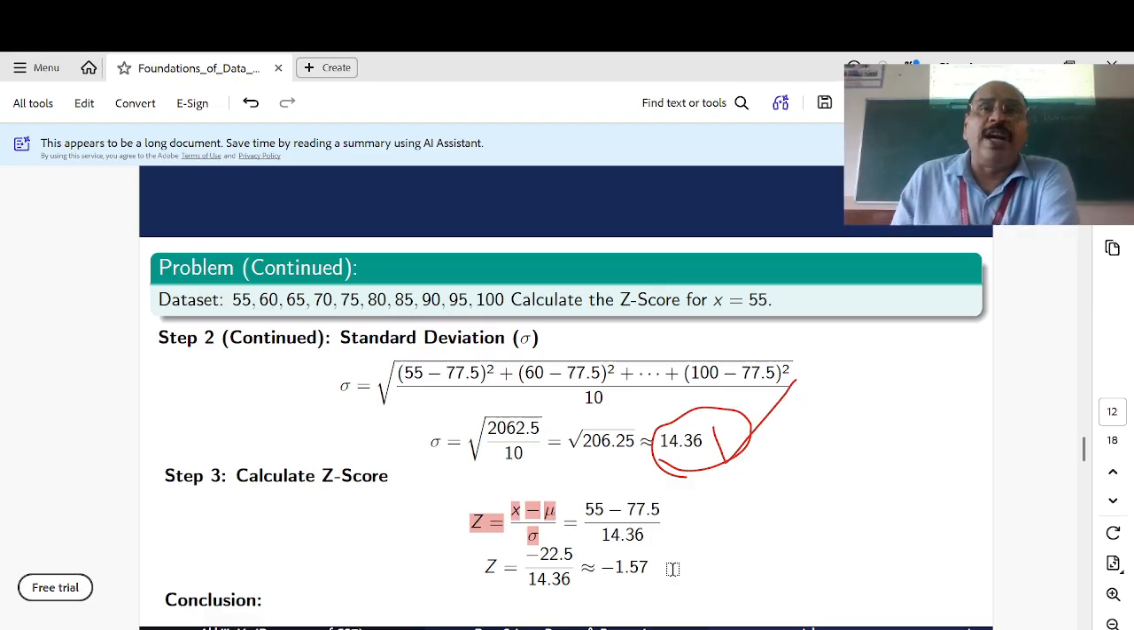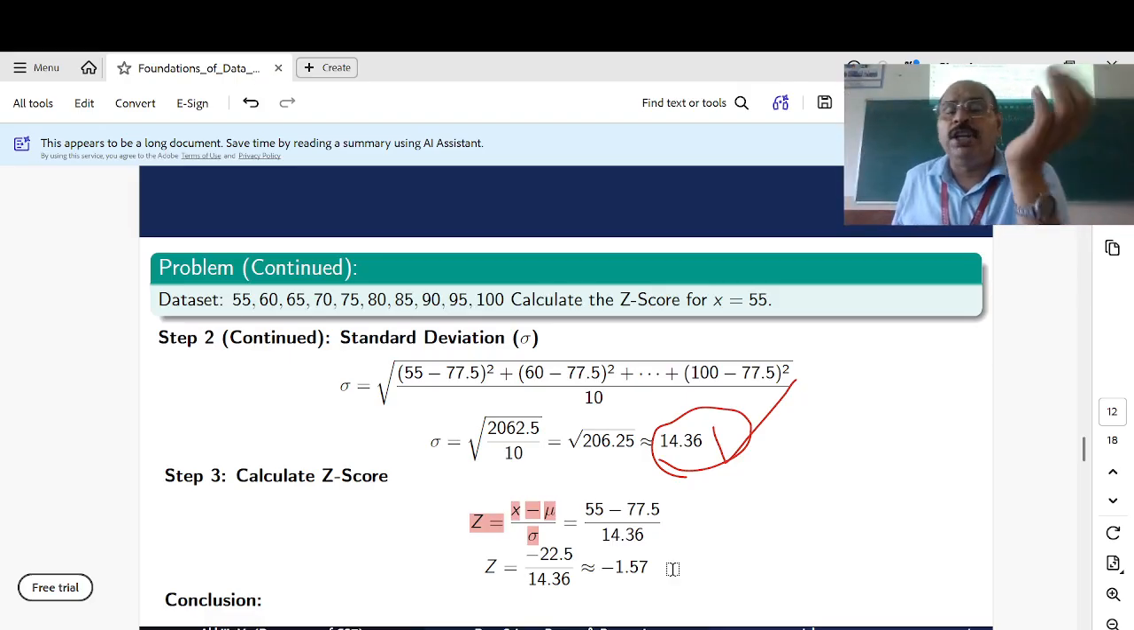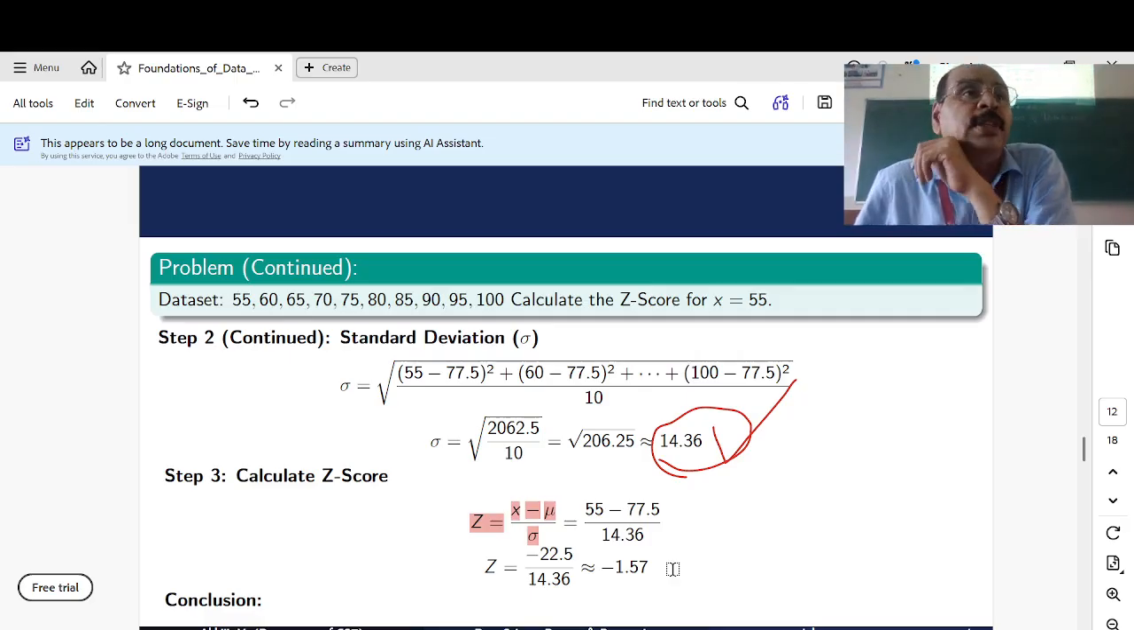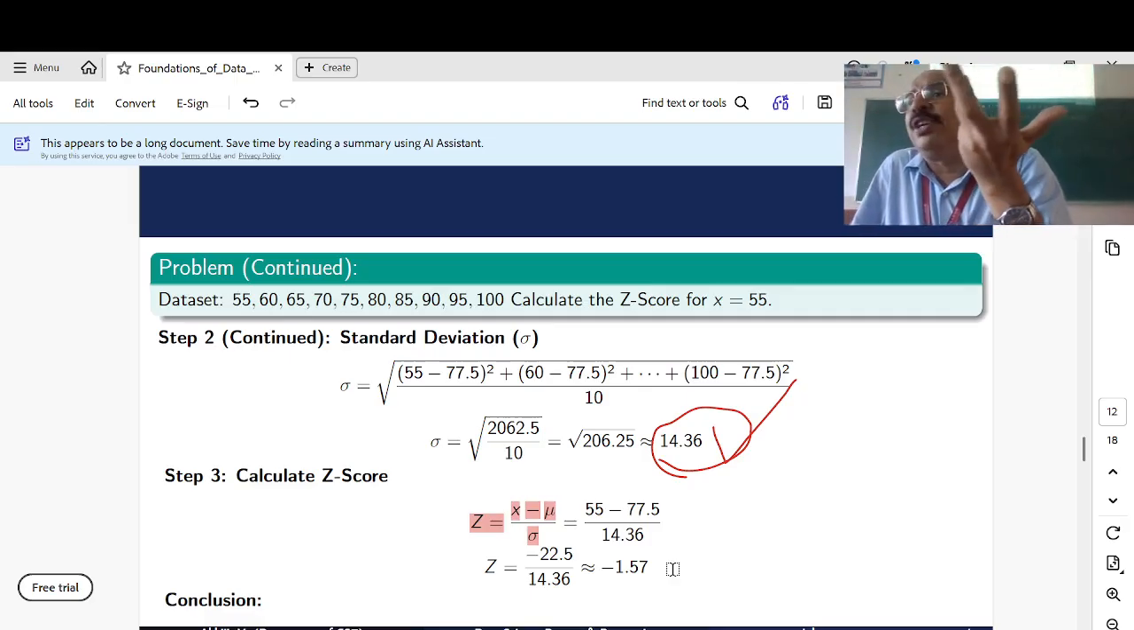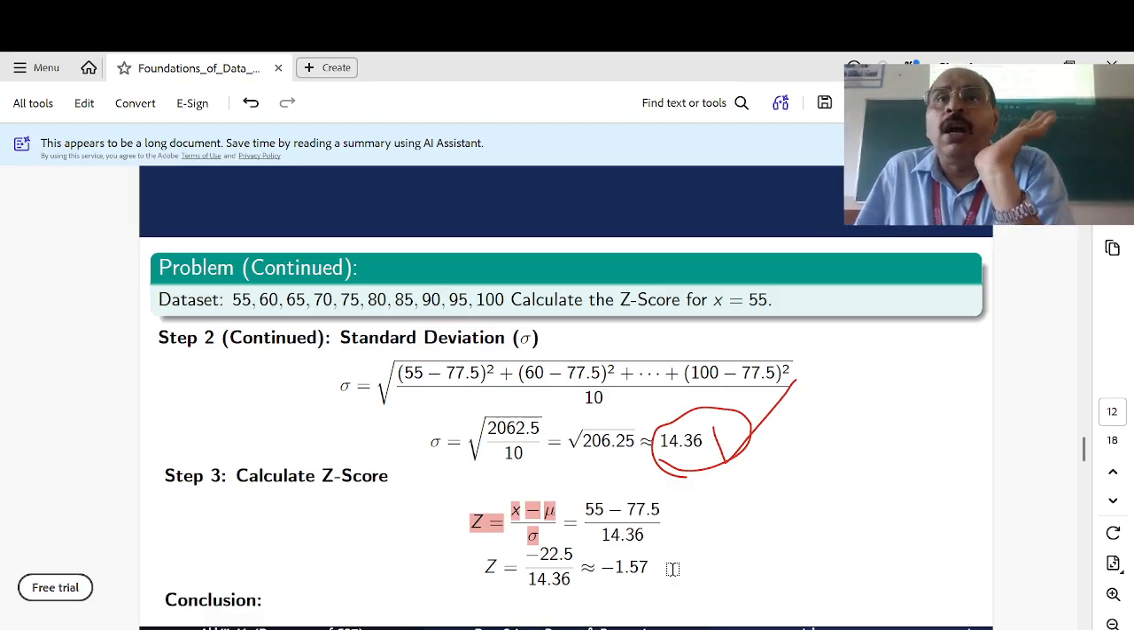So the conclusion is that I told you, if the Z score is greater than 3 or less than minus 3, you can take it as an outlier. Here you got it as minus 1.57. So what will be the conclusion? It is not an outlier. I hope everybody understood this, right?